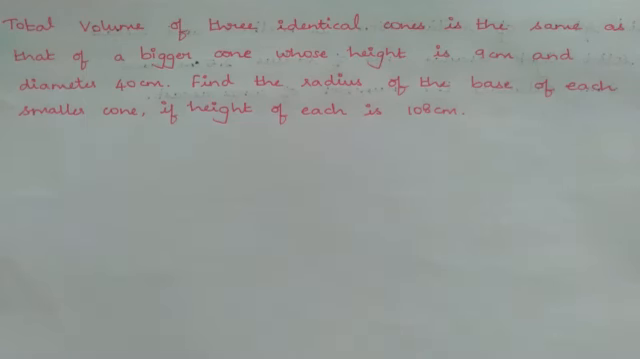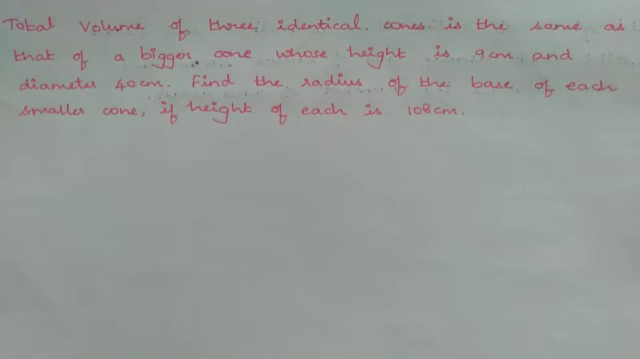The total volume of three identical cones is the same as that of the bigger cone whose height is 9 centimeter and the diameter 40 centimeter. Find the radius of the base of each smaller cone if the height of each is 108 centimeter. So this is the question.